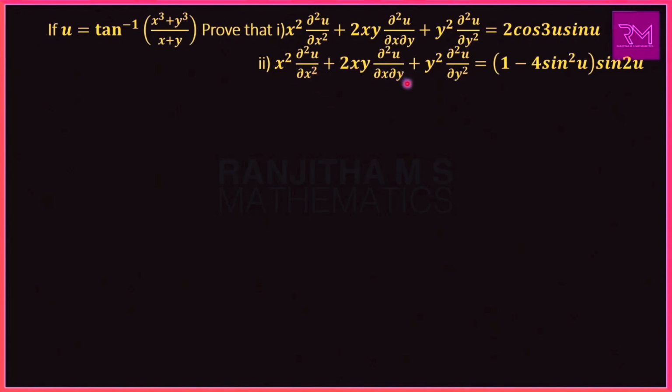Second, we have to prove that x square into del square u by del x square plus 2xy into del square u by del x del y plus y square into del square u by del y square is equal to 1 minus 4 into sin square u into sin 2u. This is another type of problem.